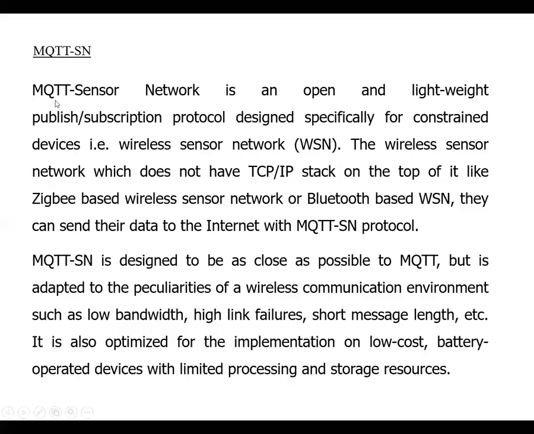We have studied MQTT, and now it is time to introduce MQTT-SN, a lightweight protocol, and it actually uses UDP. MQTT-SN is an open and lightweight publish-subscribe protocol designed specifically for constrained devices on wireless access networks. Wireless access networks which don't have TCP/IP stacks, like Zigbee-based networks, can use the MQTT-SN protocol.